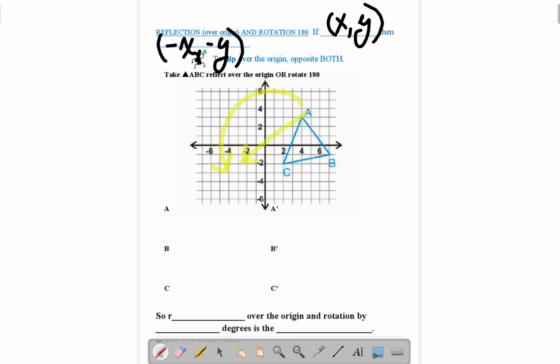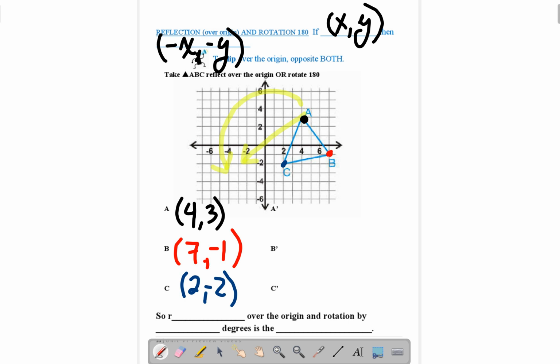Let's do this one together. So here we have 4, 3. 7, negative 1. 2, negative 2. And all you do is you opposite both.